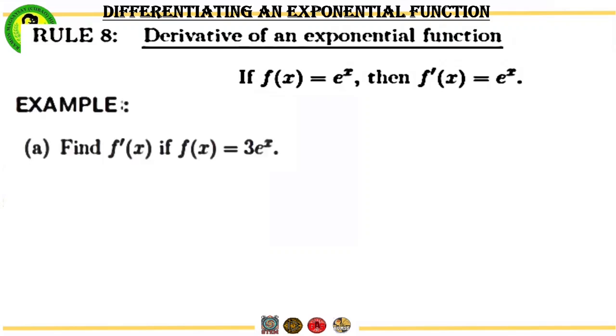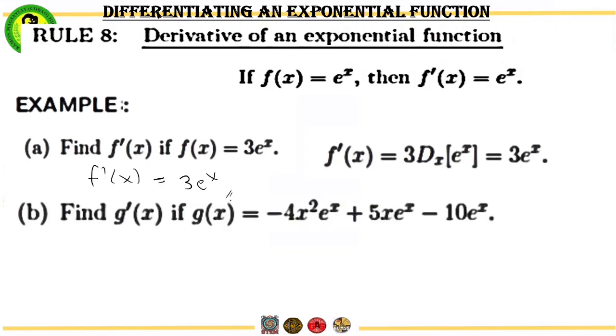So letter A, first example: find the derivative of the function 3e raised to x. This is the constant multiple rule, and we know the derivative of e raised to x. So f prime of x is equal to 3, then the derivative of e raised to x is e raised to x. So this is our final answer: the derivative of 3e raised to x is 3e raised to x.